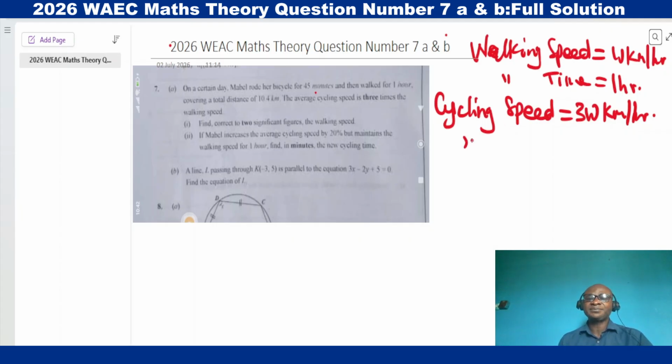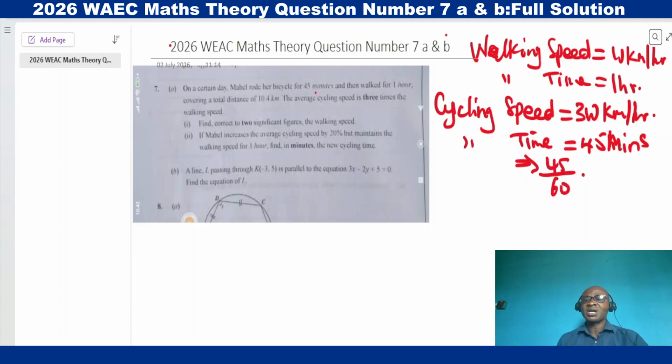So the cycling time is 45 minutes. But we are going to convert it to hours. This is the same thing as 45 divided by 60, and that will give us 0.75 hour. We work with hours because speed is involved, and the walking time is already in hours. All right, now let's go properly into the solution.